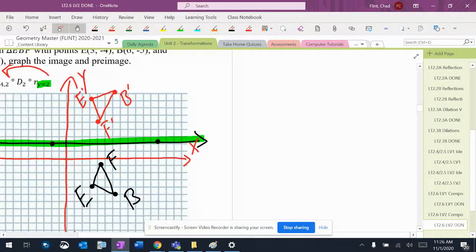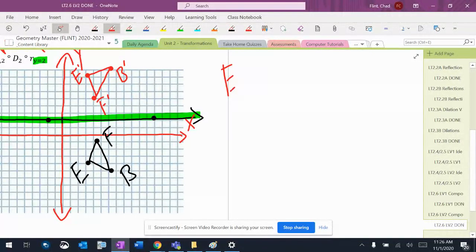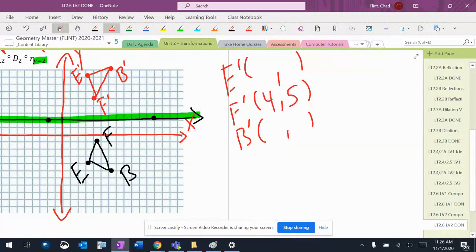Let's write those coordinates down. So F is 1, 2, 3, 4, 1, 2, 3, 4, 5. F prime is (4, 5). B prime is 6, 7, and then 6, 7, 8, 9. So (7, 9), and E is 3, 6, 7, 8, so E prime is (3, 8).